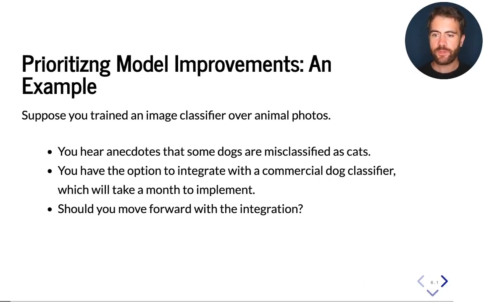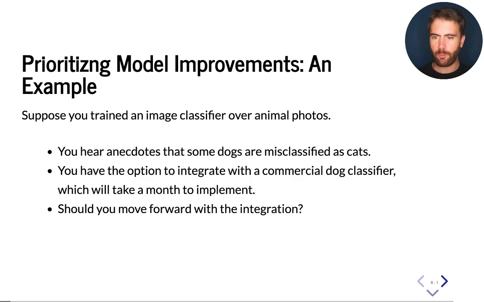As a motivating example for why this is important, consider the following. Imagine you have trained an image classifier on animal photos, and you created a first version, and then you hear anecdotes from its users that some dogs are being misclassified as cats. And you have the option to integrate with a commercial classifier for dogs.